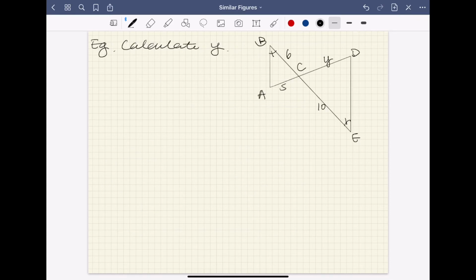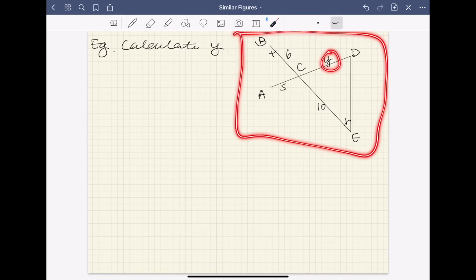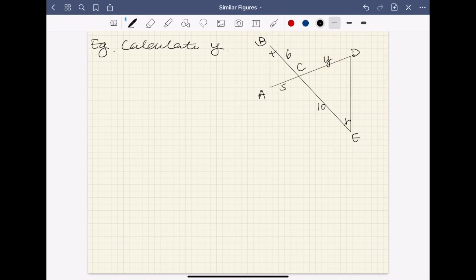Okay, another question. The question asks you to calculate y given this diagram. So in order to calculate y, we need to make sure that the two triangles are similar. But does the question tell you that they're similar? No. It didn't say in the question that these two triangles are similar. So we can't use the property yet.